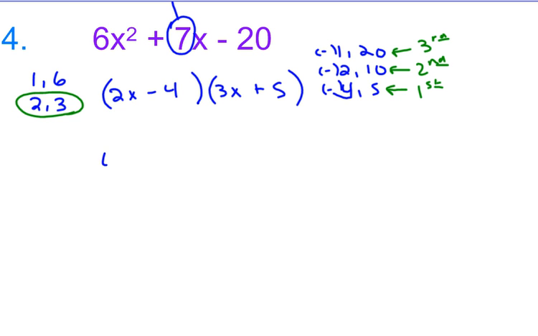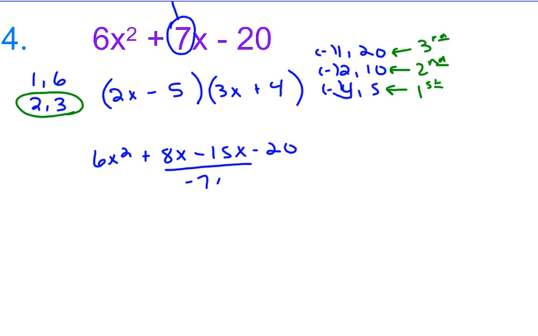So when I FOIL this out, I get 6x squared plus 10x minus 12x minus 20. That does not add up to 7. So this did not work. So now, before I eliminate 4 and 5, I have to actually switch their spots. So I'm going to flip them around and say 4 goes here, 5 goes here. So when I distribute, I'd have 6x squared plus 8x minus 15x minus 20. When I add those x's, I get negative 7x.